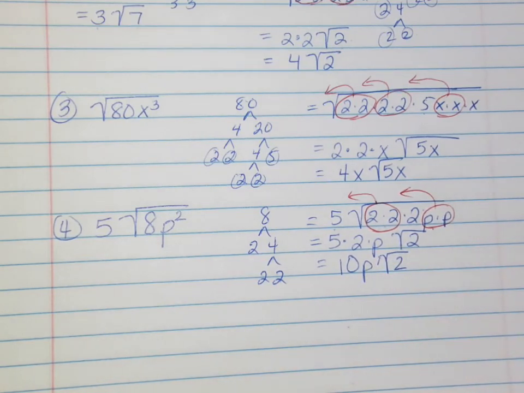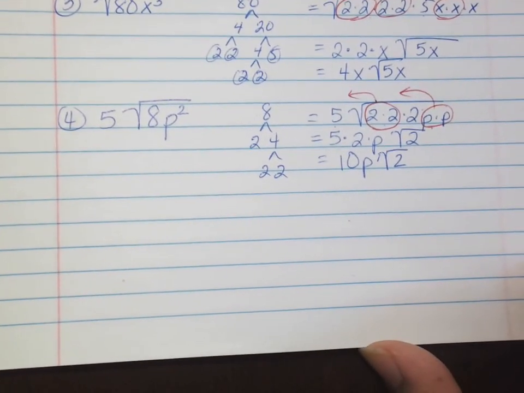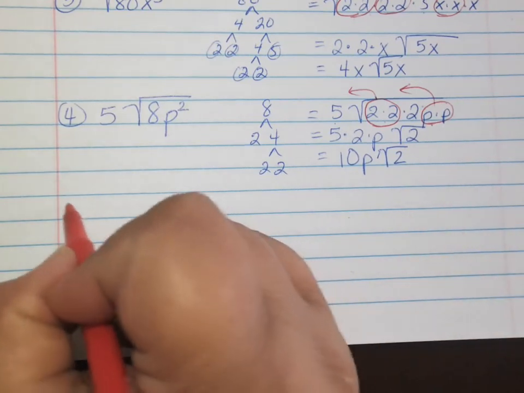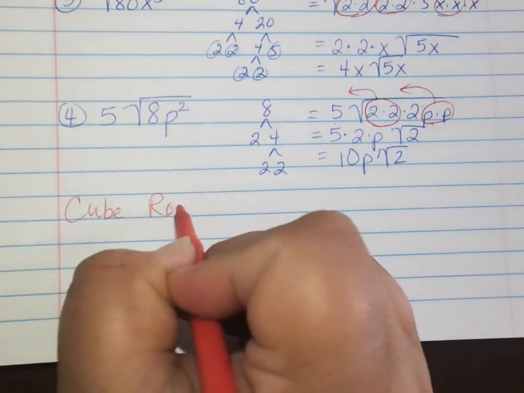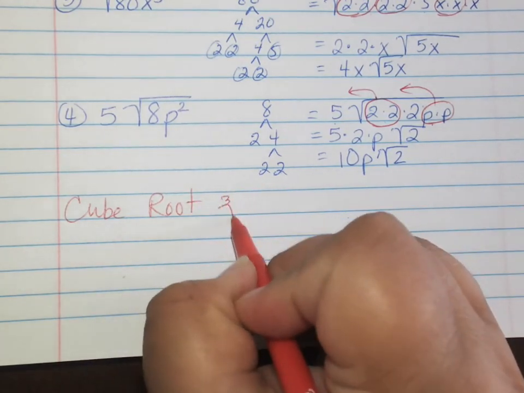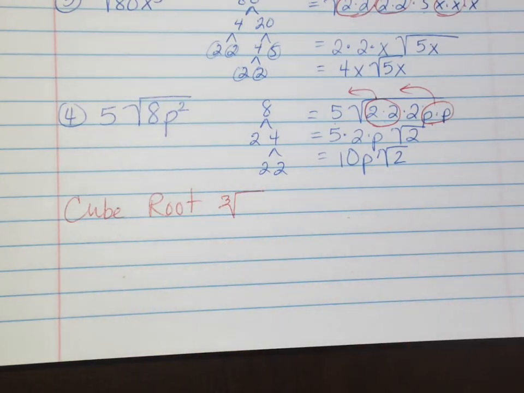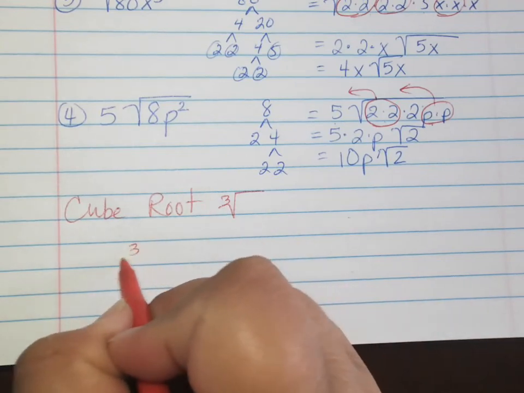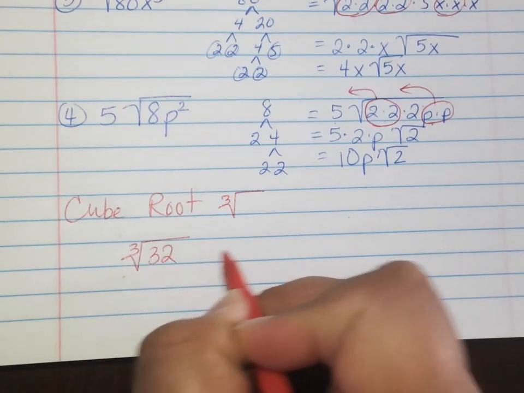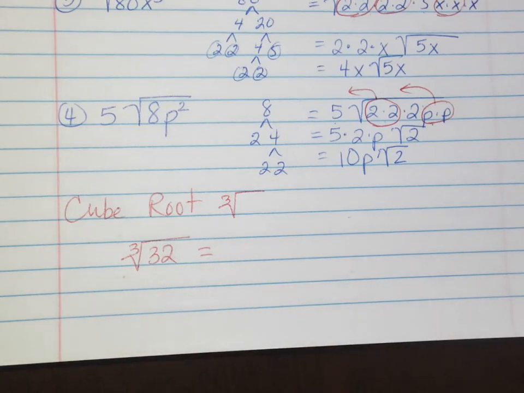Okay, let me show you a cube root. Now the cube root is the exact same way like all of these, except instead of groups of 2 for square root, we're doing groups of 3 because cube is 3. So I'll show you one so you know how to do it. Okay, so cube root means there's a little 3 there in your radical. So let's do cube root of 32. I'm just going to show you with a number, but it would be the same if you had a variable.